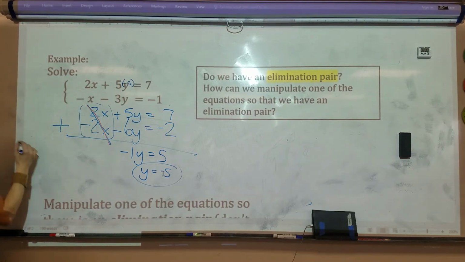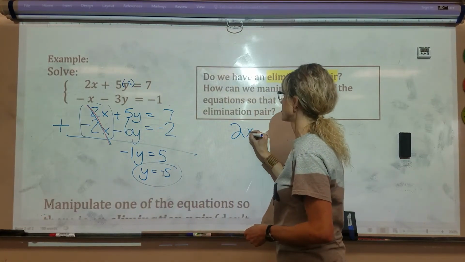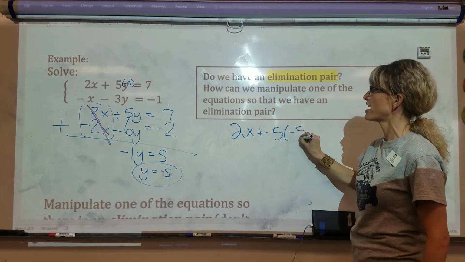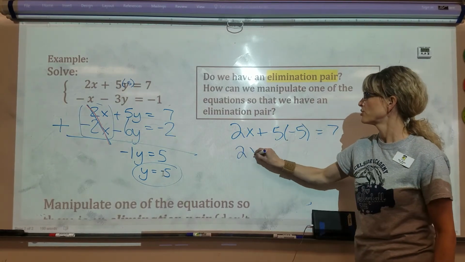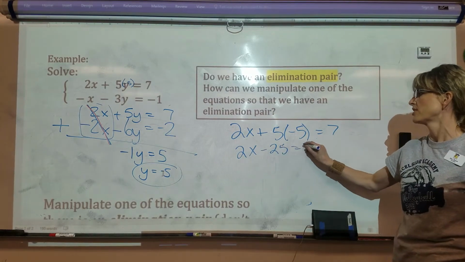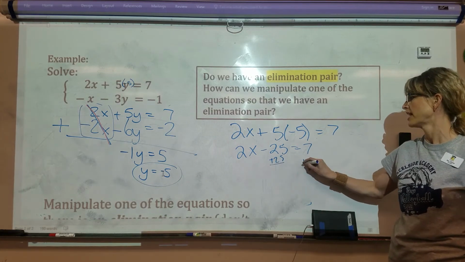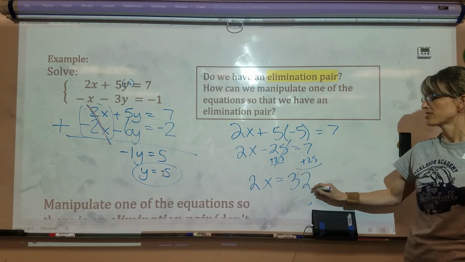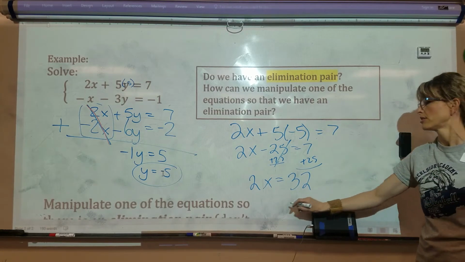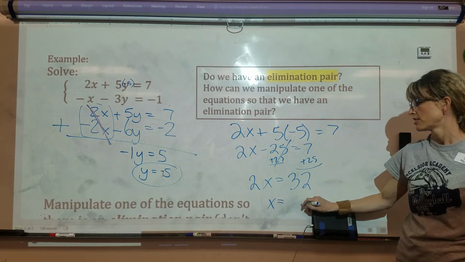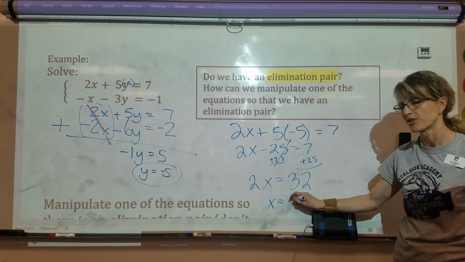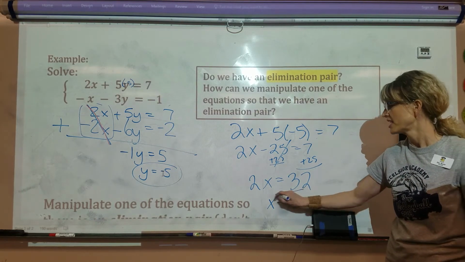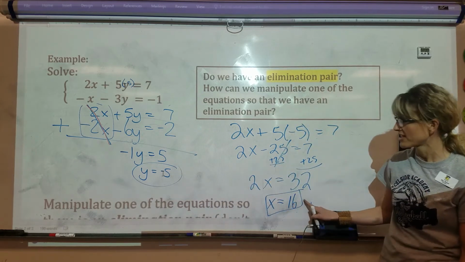So I'm going to solve it out. Let me solve it over here. 2x plus 5 times negative 5 equals 7. That's 2x minus 25 equals 7. We're going to add 25. Add 25. 2x equals 32. How do I solve for x now? Spencer? You divide both sides by 2. Very good. Alec, you were super fast on that, which is 16. 16. I got two solutions, 16 and negative 5.